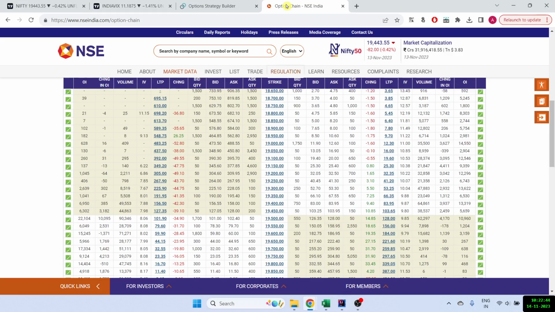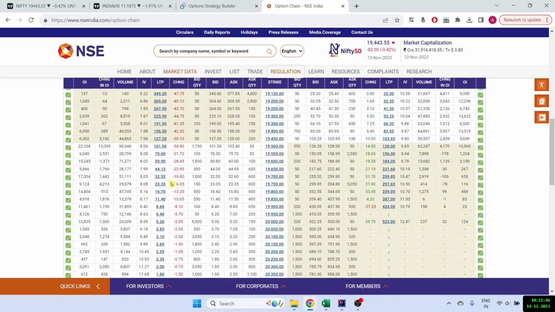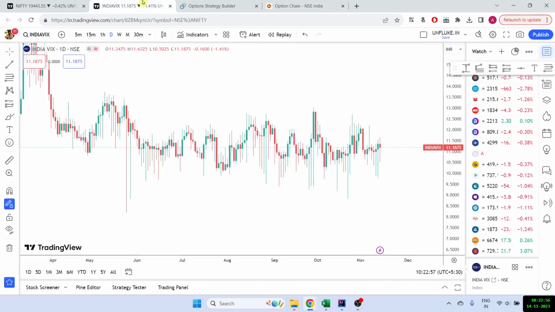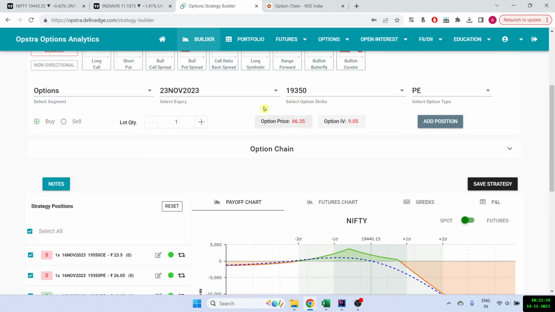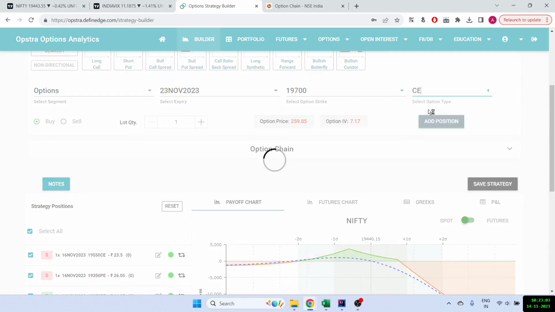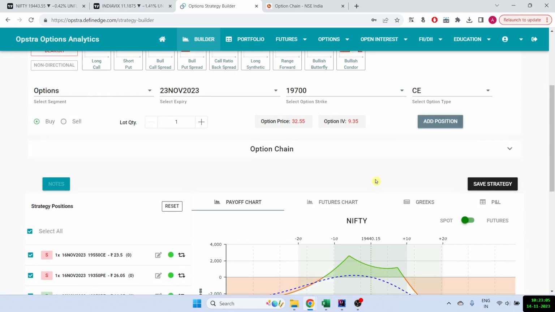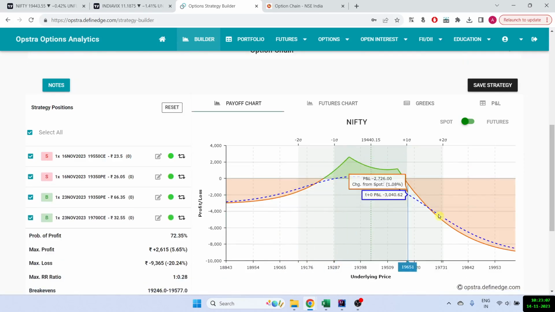And similarly, I'm going to find my call as well, which is 19,750. So I will buy the 19,700 call. Essentially, one strike inside, which is the 19,700 call. And my positions are completed. So this is how the positions look.